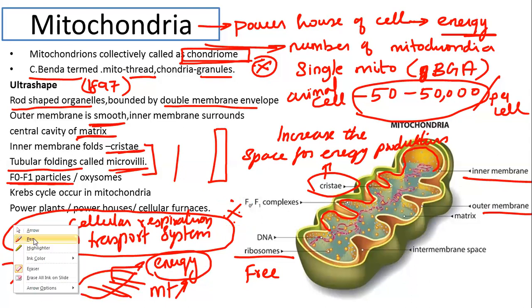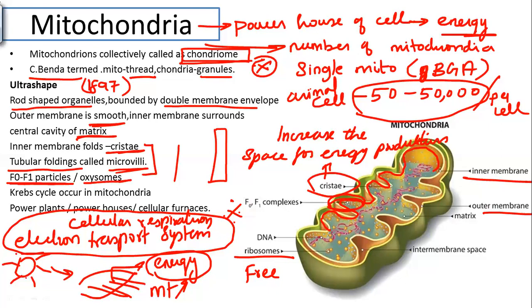You can see in this image, this one, which is present near the cell wall. These F0 F1 particles only will release the energy, and those F0 F1 particles are also called oxysomes.